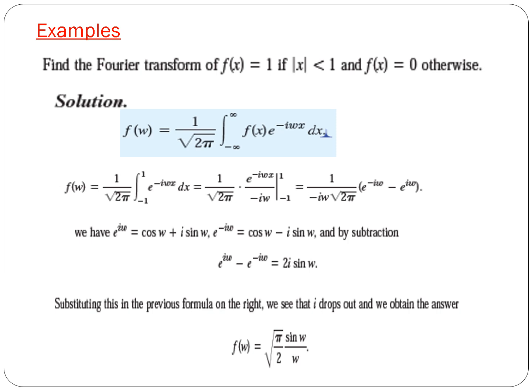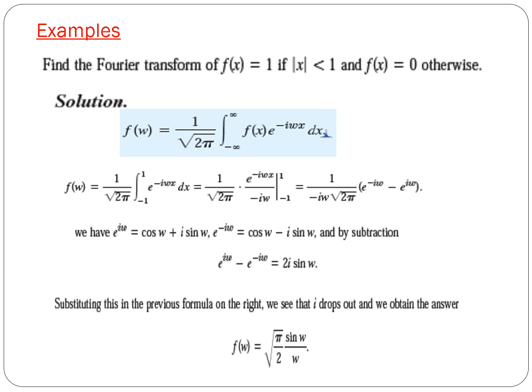Now we will see some examples of Fourier transform. First one is find the Fourier transform of f of x equal to 1 if mod x less than 1 and f of x equal to 0 otherwise. We can see the solution. First of all, write the formula for Fourier transform F of omega equal to 1 by root of 2 pi integral minus infinity to infinity f of x e raised to minus i omega x dx. Then we can see the function. The function f of x equal to 1 if mod x less than 1 means x lies between minus 1 and plus 1. For all other values of x, function value equal to 0.